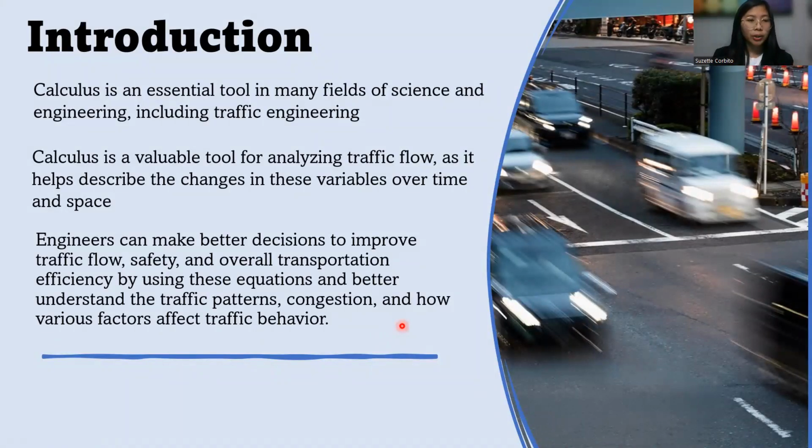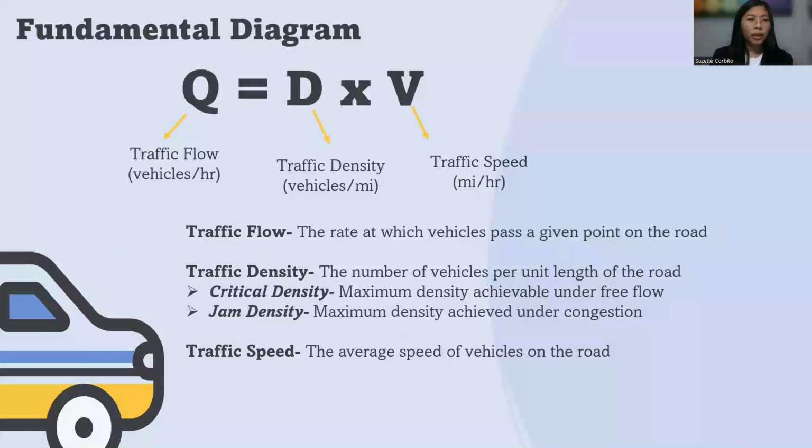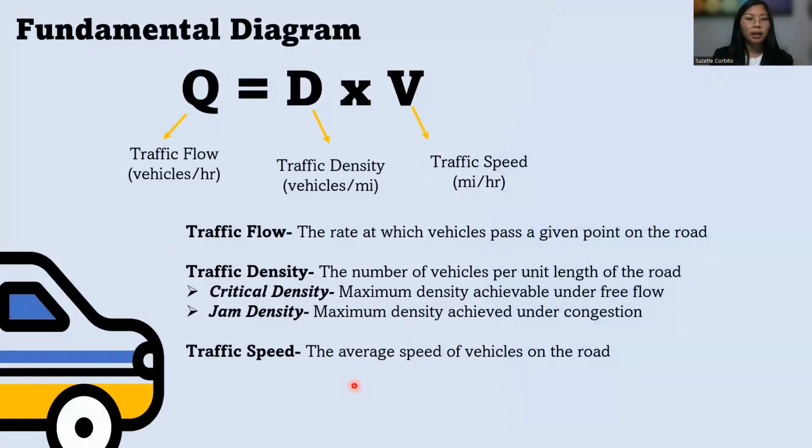These are used by engineers to make better decisions to improve traffic flow, safety, and overall transportation efficiency, and better understand the traffic patterns, congestion, and how various factors affect traffic behavior. We are given the fundamental diagram of traffic flow, which is Q equals D times V, where Q is the traffic flow with the unit of vehicles per hour, D is the traffic density in vehicles per mile, and V is the traffic speed, in miles per hour.